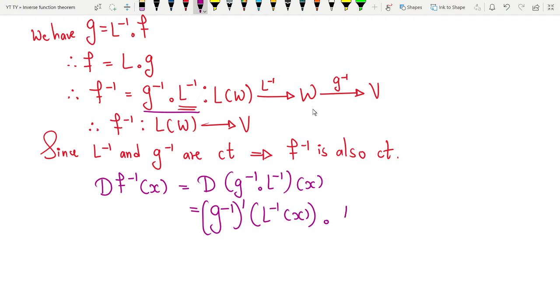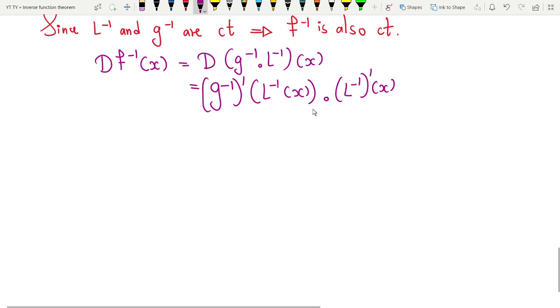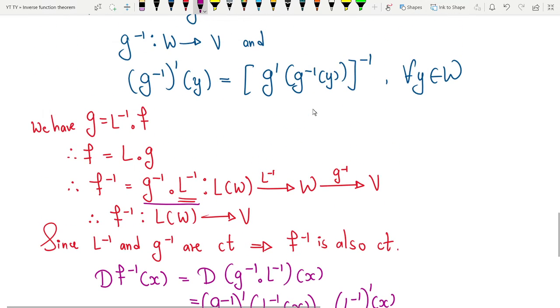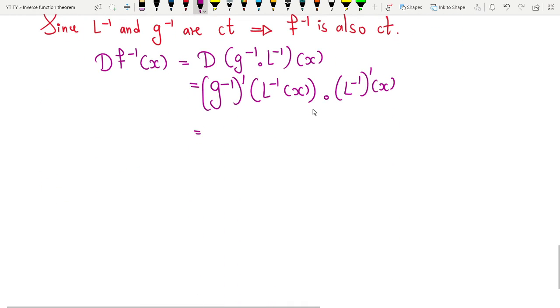Compose it with L inverse derivative at x. Okay. And after that, if I see, this is same as what? My G inverse derivative. Do we know what is G inverse derivative? By the assumption, G inverse derivative at any point is same as derivative of G inverse of phi whole inverse as a matrix. So this thing can be written as G dash at G inverse.